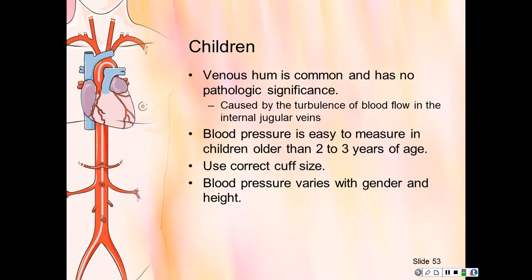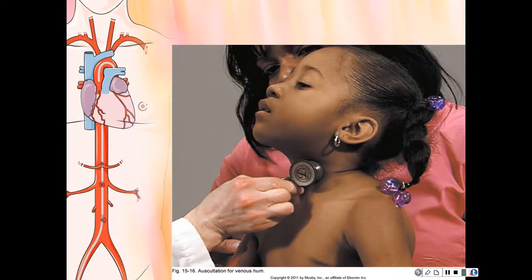Use the correct cuff size, which covers 2/3 of the distance between the elbow and the shoulder. Blood pressure varies with gender, and it varies with height. So here you're auscultating for a venous hum in the carotids of a child.